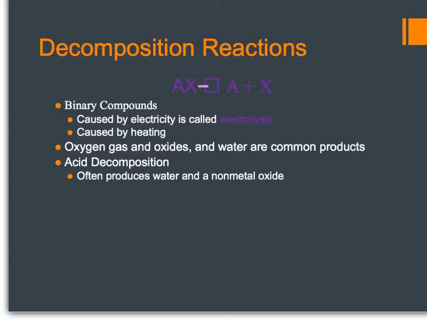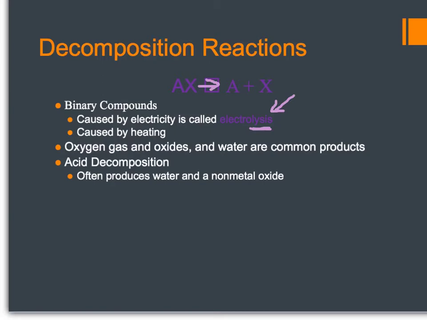So we start with something complex and we break down to two more simple substances. You could start with a binary compound as your reactant, and a lot of times what will happen is we will split these up using an electric current. So you'll have a compound of some kind, we'll run an electric current through it, and it will force that compound to break apart. That process is called electrolysis, where lysis means to break, so electrolysis means to break due to electricity.